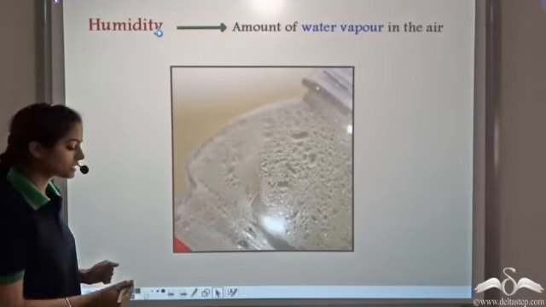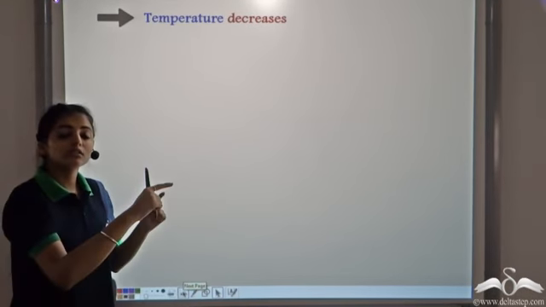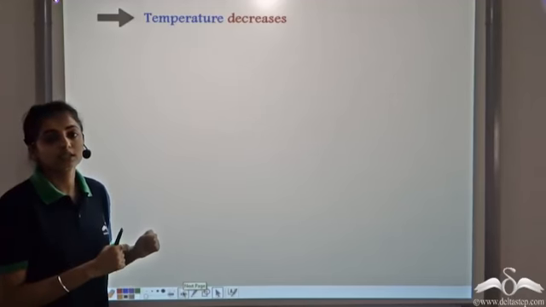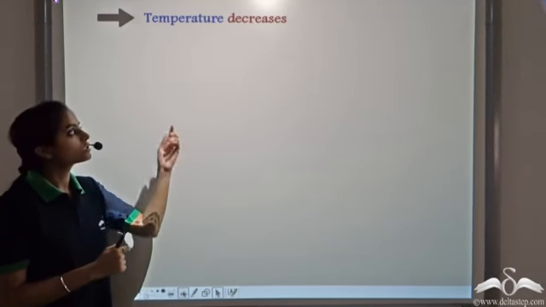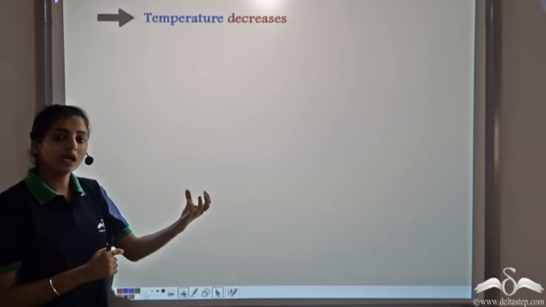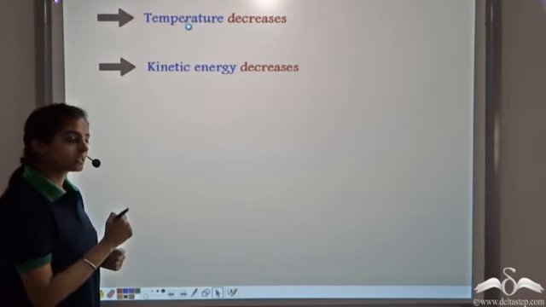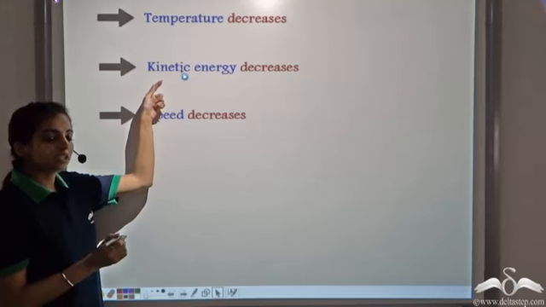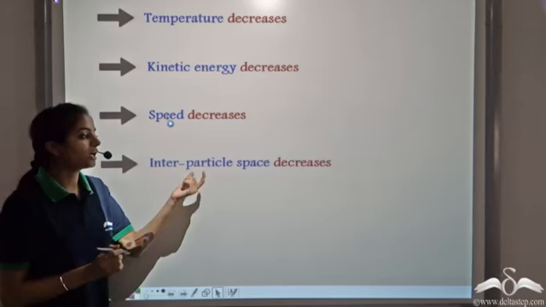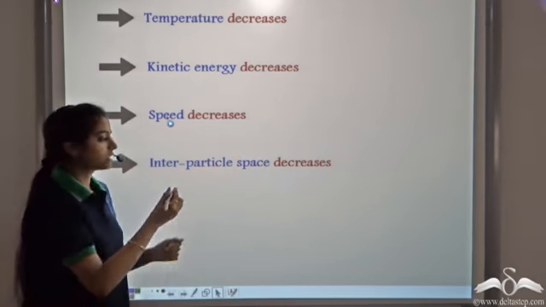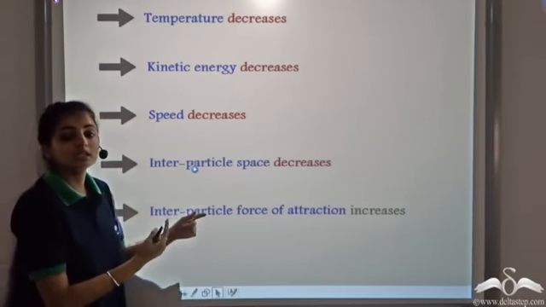How does condensation take place? Let's see. When the water vapor in the air strikes the cold bottle, the temperature of the particles decreases. Since you have taken the bottle out of the freezer, the temperature of the bottle is less, so the temperature of the water vapor coming in contact with the bottle decreases. So the kinetic energy of these particles decreases. As the kinetic energy decreases, the speed of the particles decreases. This leads to the interparticle space between the particles decreasing. As this happens, the interparticle force of attraction between the particles increases.